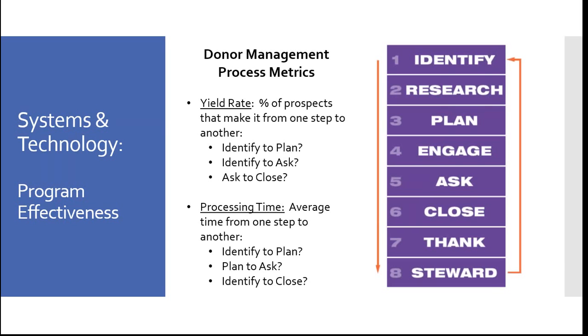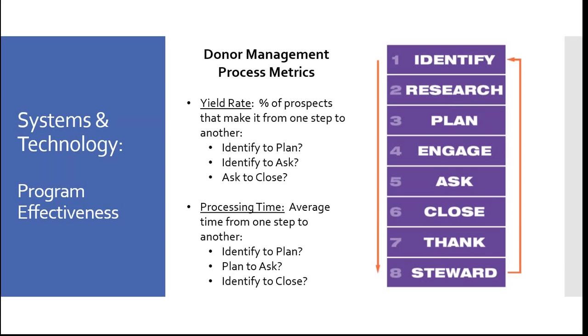And this is something that we had developed a while back, this idea of taking the donor management model and looking at yield rates and processing times throughout the model. So looking at the percentage of prospects that make it from one step to another, that, for example, make it from once you identify donors, what percentage of them actually end up getting a plan? Or what percentage of them actually end up getting an ask made?